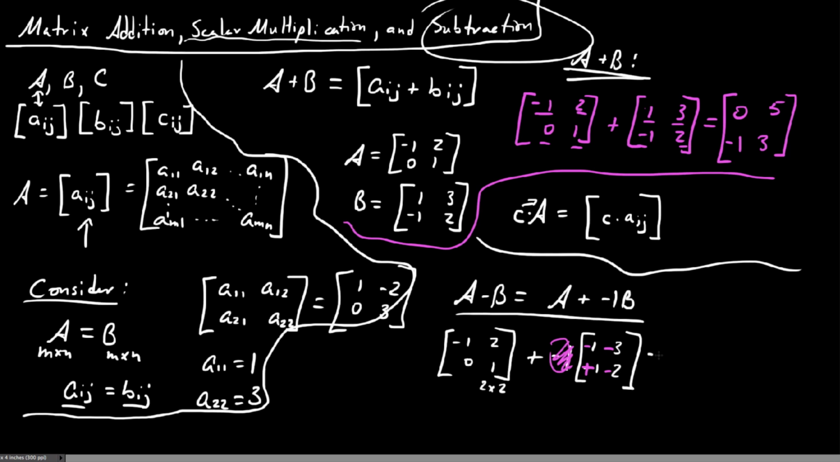And then simply all we're going to do is just do our corresponding matrix addition. So -1 and -1 is -2. 2 and -3 is -1. 0 and +1 is 1, and then 1 and -2 is -1. So easy as pie.